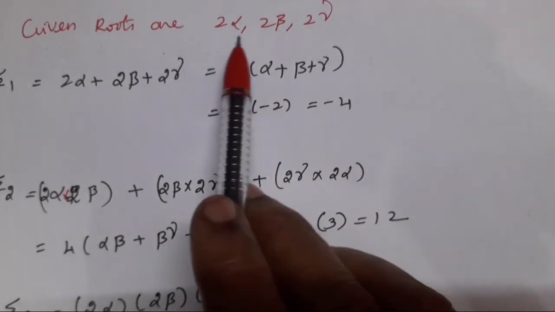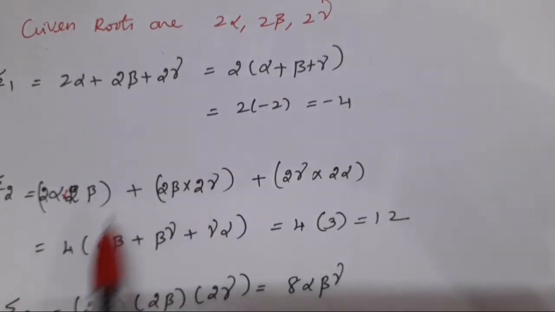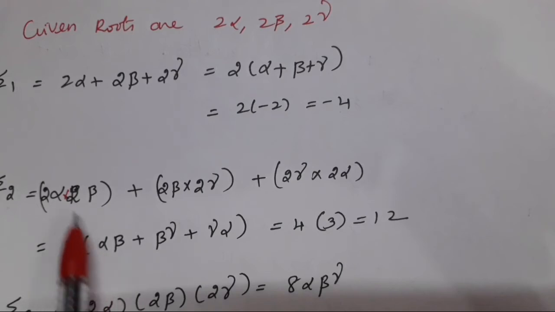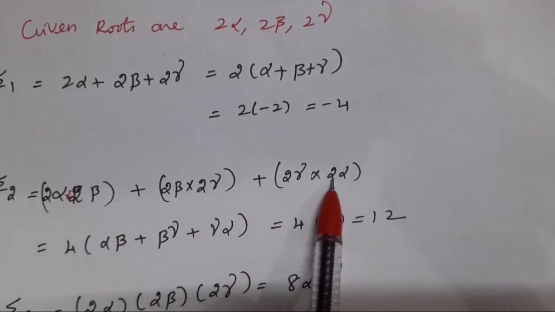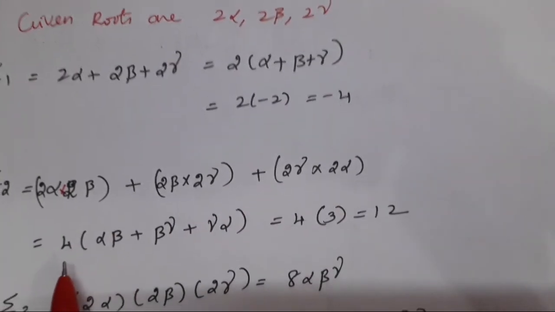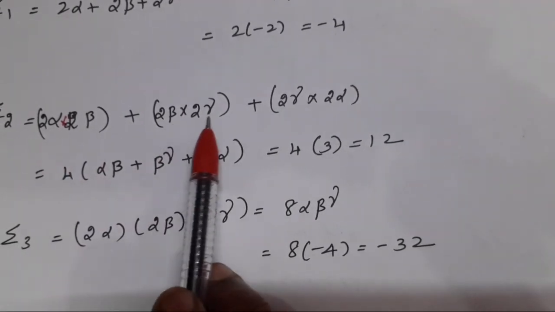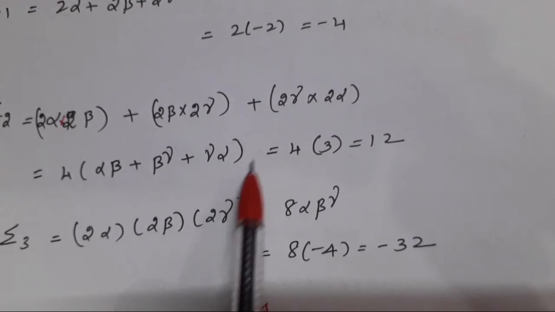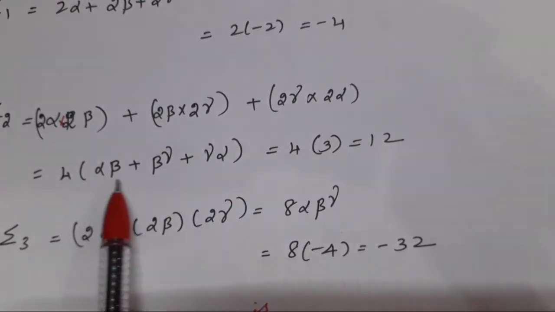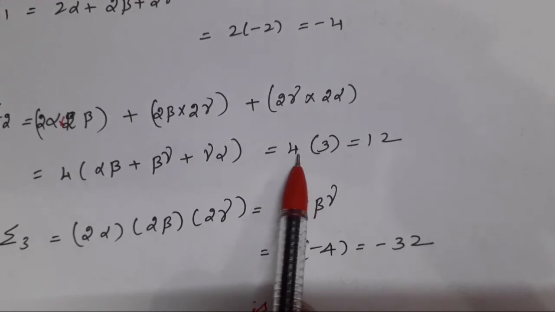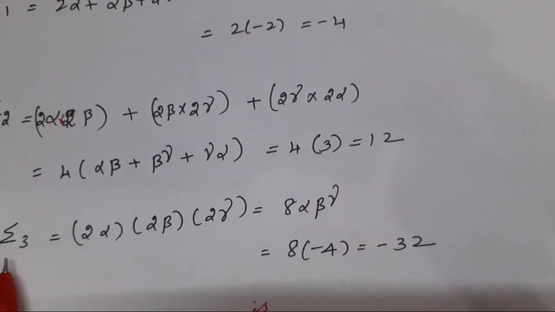Why do we write this? Because the given roots are 2 alpha, 2 beta, 2 gamma. Then we only need to find the value. 2 2s are 4, 4 into alpha beta. Here also 2 2s are 4. Here also 2 2s are 4. Take 4 outside. If we take 4 outside, what is the balance? Alpha beta plus beta gamma plus gamma alpha equals 4 into alpha beta, beta gamma, gamma alpha. We already found the value for that, which is 3. 4 3s are 12.